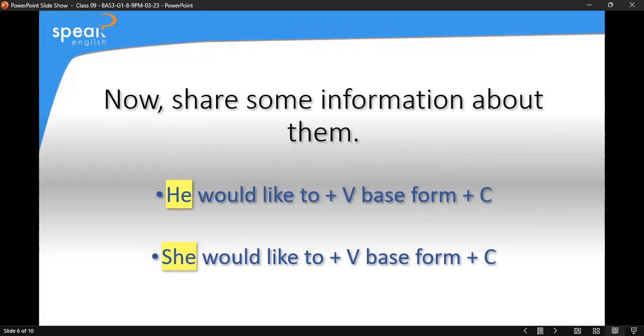Or she would like to, if you were talking to a girl. And you tell me some of the ideas that they gave you. For example, he would like to travel to Spain. He would like to try European food. She would like to go to the United States, okay? So you tell me what your classmates said, okay? So let's begin. Alejandra, what did your classmates say?